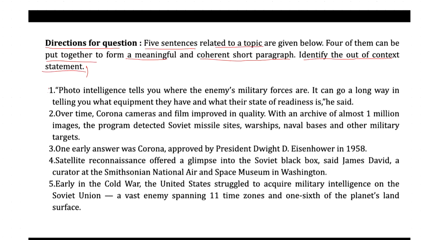So therefore, the proper procedure to get the odd man out or out of context statement correct is: first, you read all the sentences and try to make them into a sequence. After making the sequence, you find out the option which will be called the odd one out. Okay, so let's look into it.